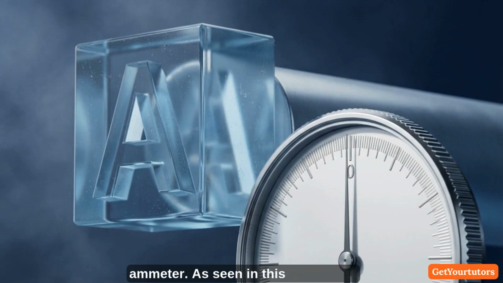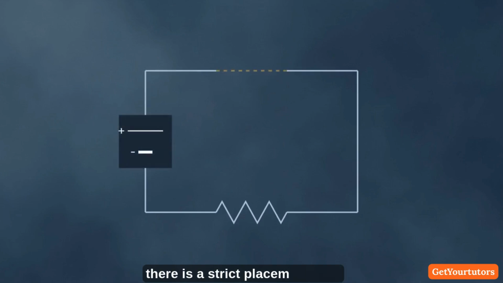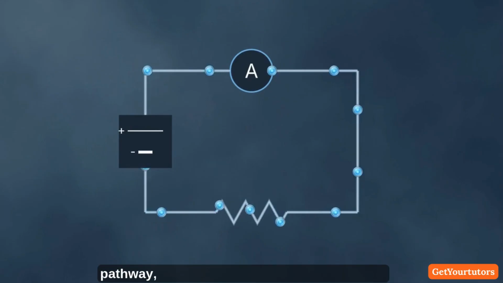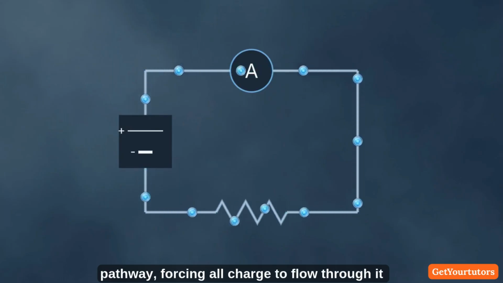To put precise numbers to this flow of charge, we use a specific measurement device called an ammeter. As seen in this schematic, there is a strict placement rule. An ammeter must be connected in series with the component it measures. In series means placing it directly into the main pathway, forcing all charge to flow through it.